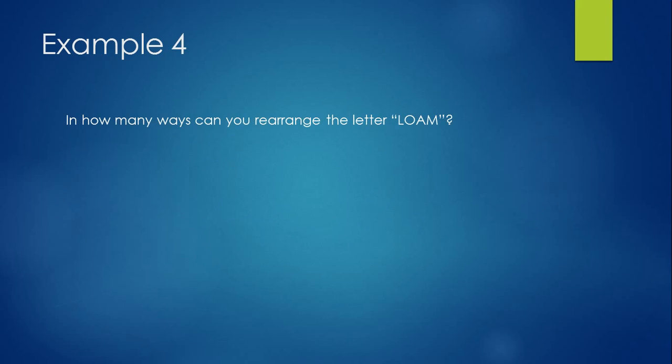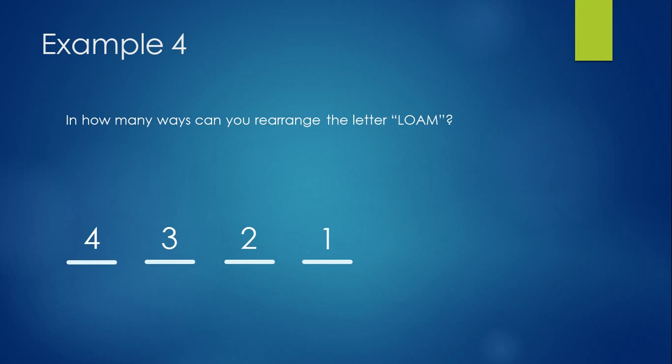Here are other examples. In how many ways can you rearrange the letter LOAM? Remember that the default number of position is the number of elements, and the default type of arrangement is without repetition. In this case, there are 4 elements, so there will be also 4 positions. For the first position, there will be 4 arrangements. For the second position, since the arrangement should be without repetition, there will be 3 arrangements. And for the third position, there will be 2 arrangements and only 1 arrangement for the last position.